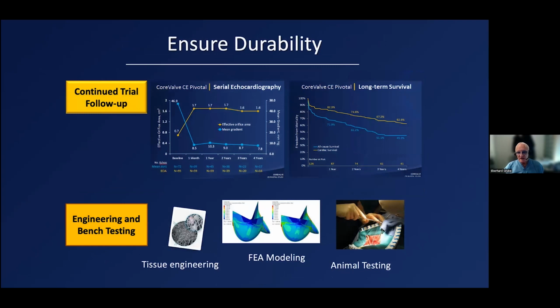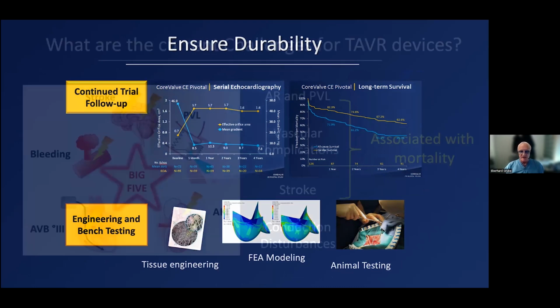And of course, we would like to ensure durability by following up those patients with continued trial follow-up and by using engineering and bench testing with tissue engineering, finite element modeling, and animal testing.